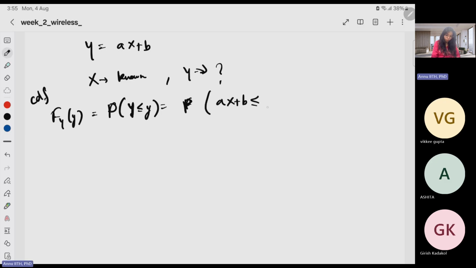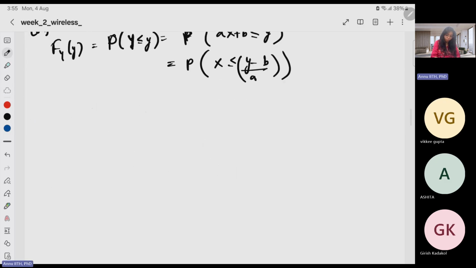Ax plus b is less than or equal to y. Since the distribution of x is known, I'm calculating that: P of x less than or equal to y minus b divided by a.